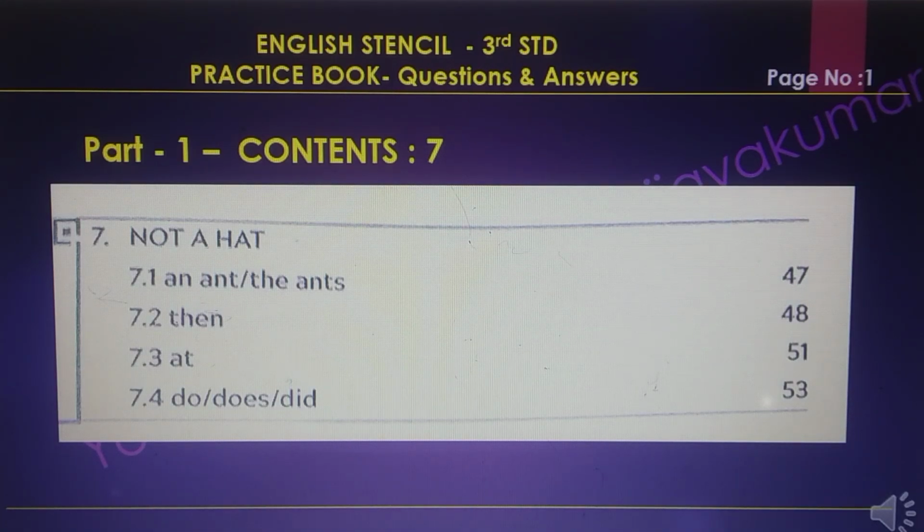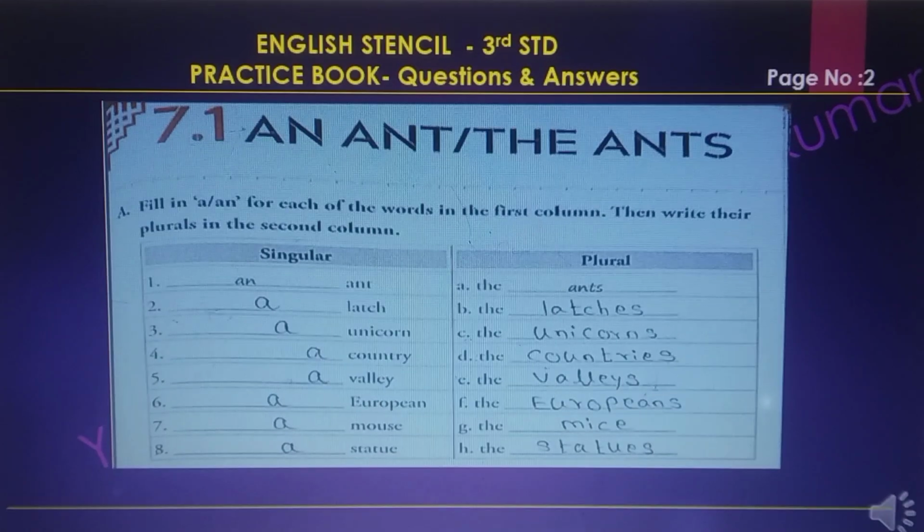7.1 A hat, the ants; 7.2; 7.3 at; 7.4 do, does, did. 7.1 An ant, the ants. Fill in a and the for each of the words in the first column, then write their plural in the second column. The answer is given in the table: an ant, singular; plural, the ants.